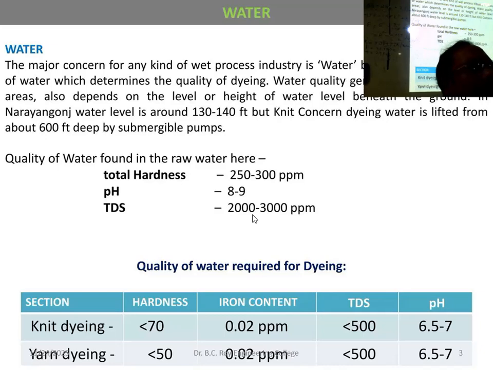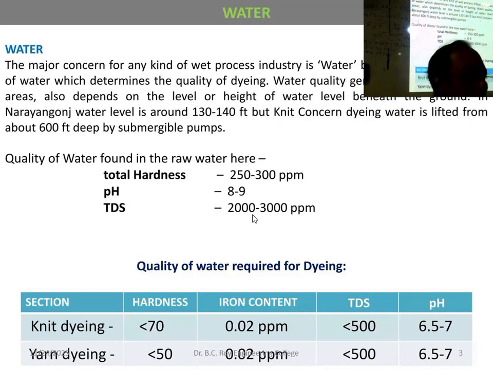And how can you make an equivalent? I just take one example. Suppose calcium chloride. 111 gram of calcium chloride is equivalent to 100 gram of calcium carbonate, because the molecular weight of calcium carbonate is 100 and the molecular weight of calcium chloride is 111. So we can make equivalence of all salts in terms of calcium carbonate. That is called degree of hardness.